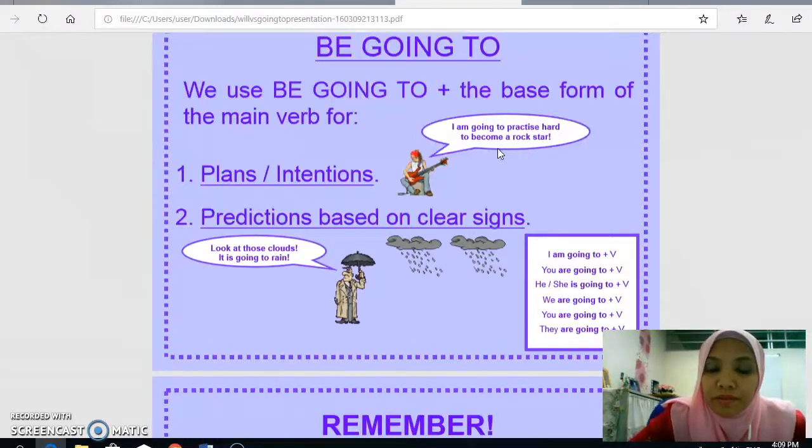For the second usage, you're going to use be going to when you're making a prediction based on clear signs, indications. So whenever you look at the sky, you can see, look at those clouds, it's going to rain. When you look at the symptoms, you can see that the sky is so dark. So you know this is a sign that it's going to rain.